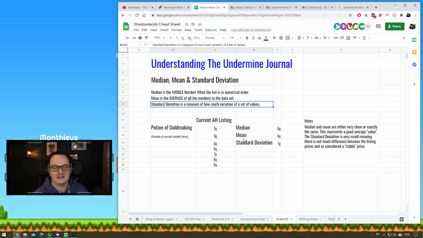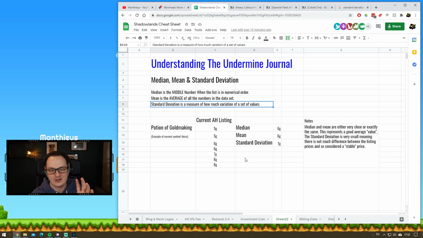Then we have this standard deviation. This is one where 90% of people have no clue what it is, but the standard deviation is basically trying to give you an indication of the sway. I don't know what a really good way to describe this. What did I actually write it down as? A standard deviation is a measure of how much variation there is within a set of values. In English, it basically means if you take the middle number, the median, how far from that number should you expect the prices to be?